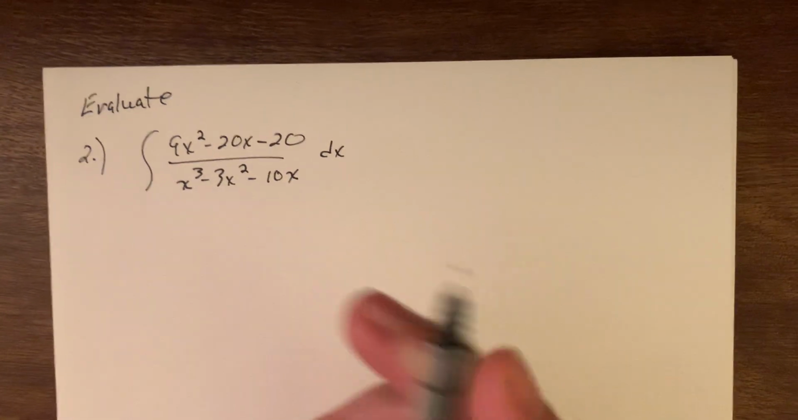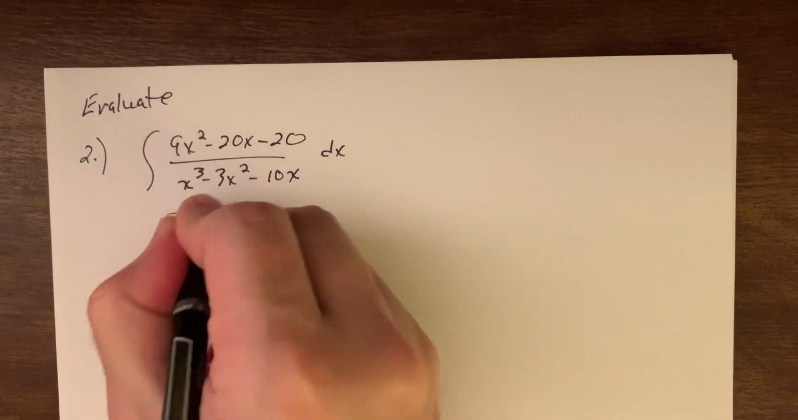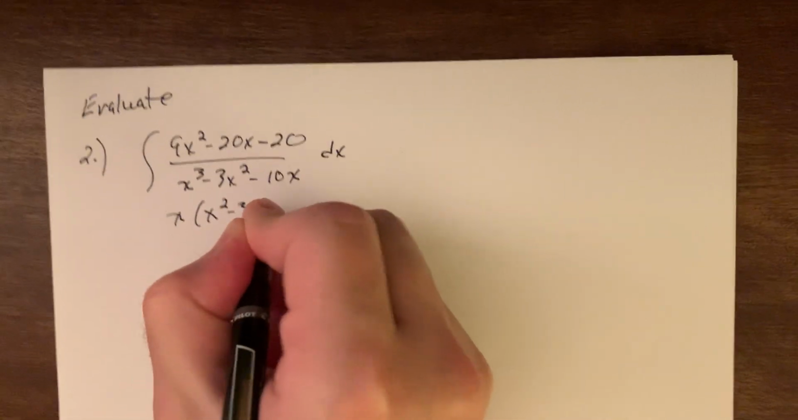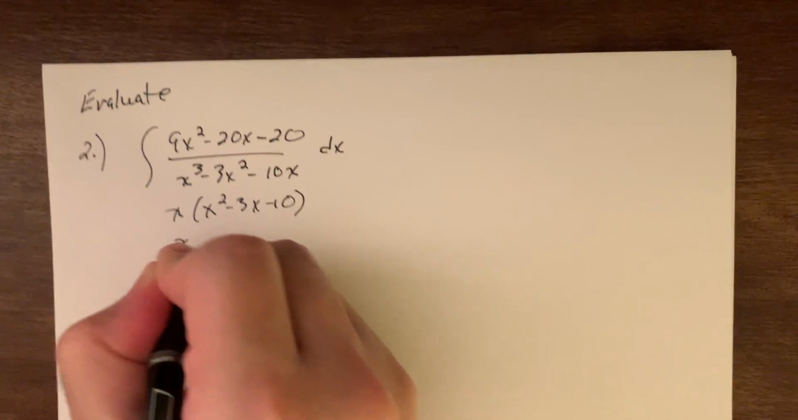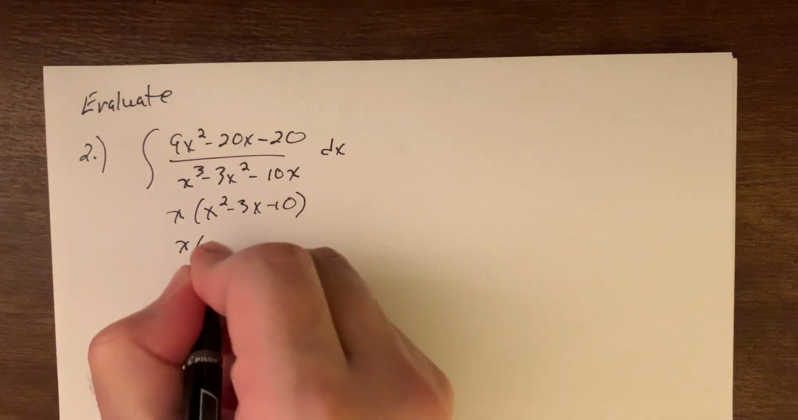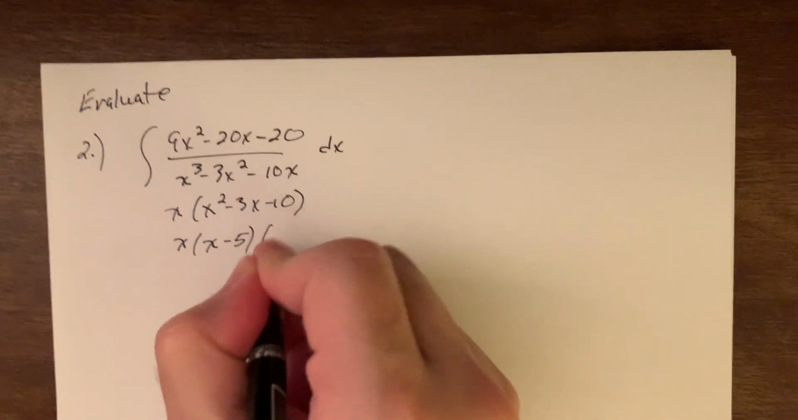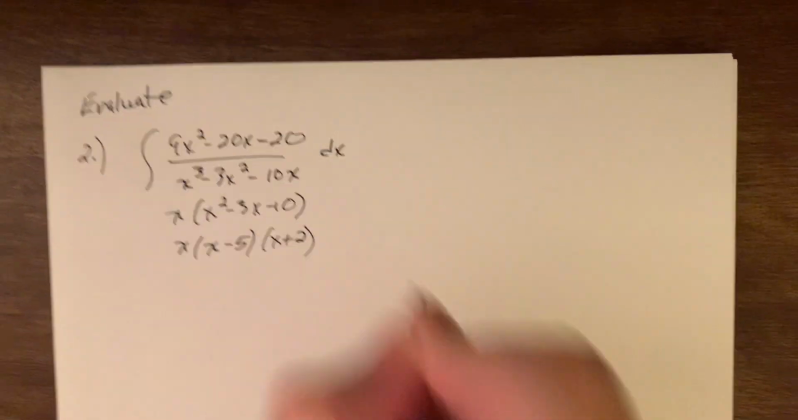Decomposition, well, I have to factor the denominator. Well, first thing, I see a common x. And then I got the trinomial, and I could factor that into x minus 5, x plus 2.